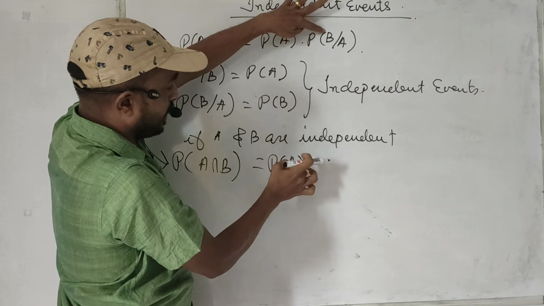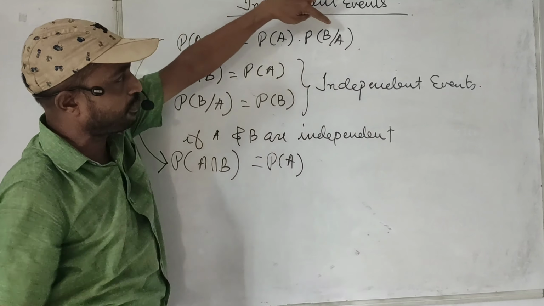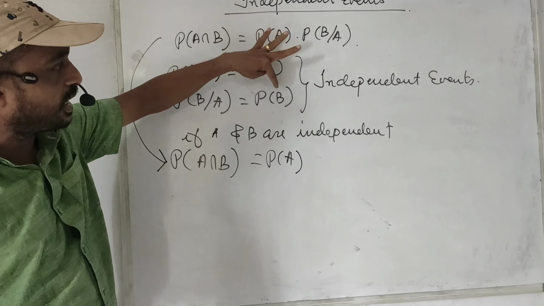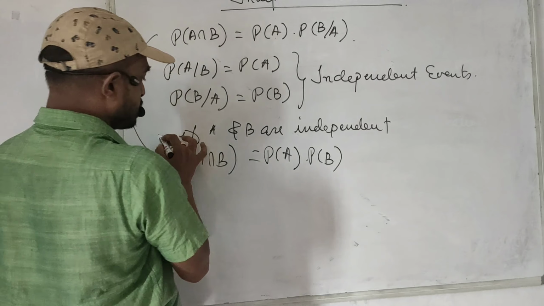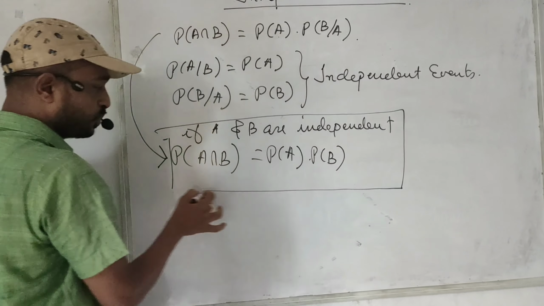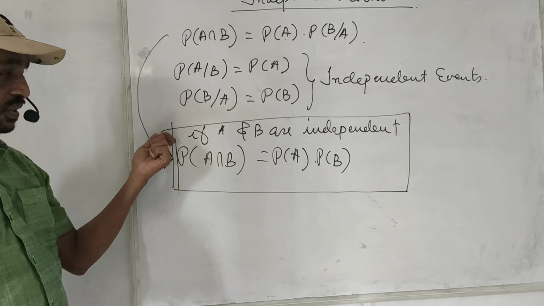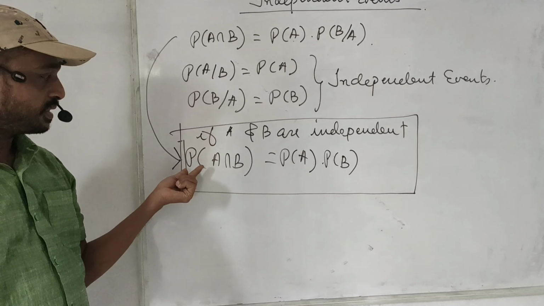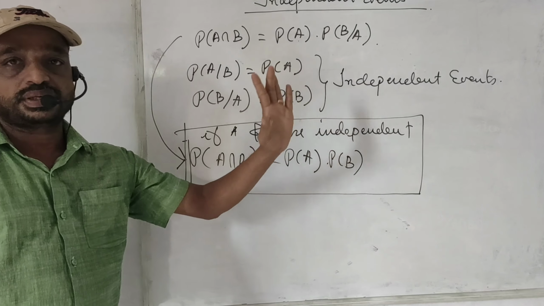So P(A ∩ B) is equal to P(A) × P(B | A). But if A and B are independent, P(B | A) is P(B). So it is P(A) × P(B). So this is the condition for the two events A and B to be independent. What is the condition for the two events to be independent? If two events A and B are independent, then P(A ∩ B) will be P(A) × P(B).